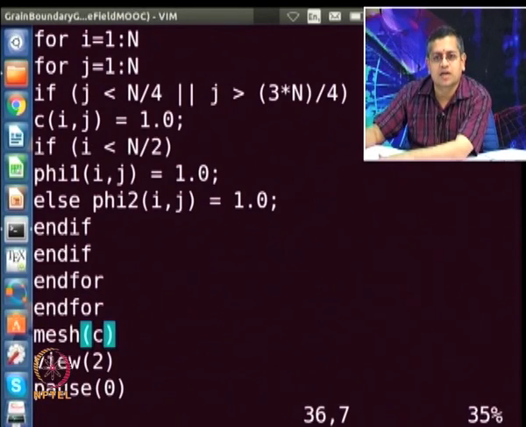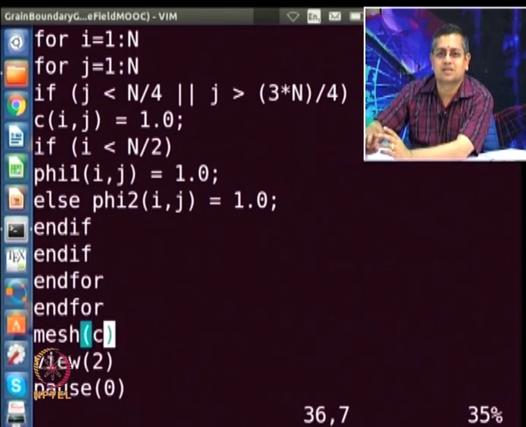Of course, we are going to plot it using the mesh command. It is sufficient just to look at the composition profile, because wherever the composition is 1, phi is going to be 1, either phi 1 or phi 2. Wherever it is 0, the phis are also going to be 0. So, if you just plot composition, you can look at the structure. So, that is what we are going to do.